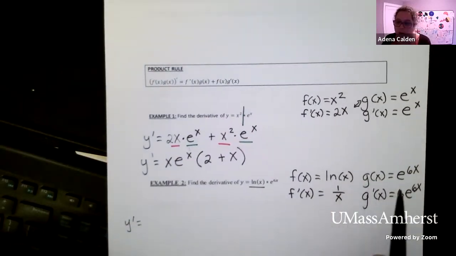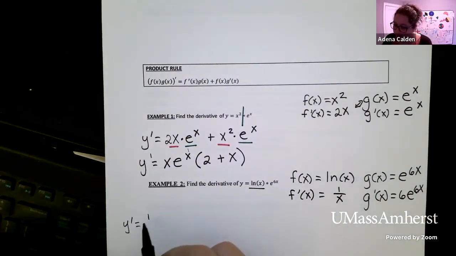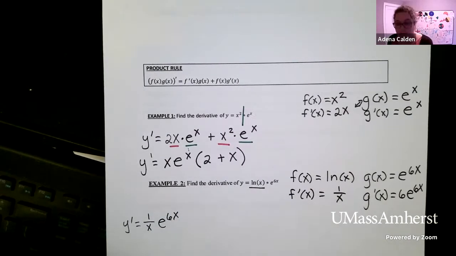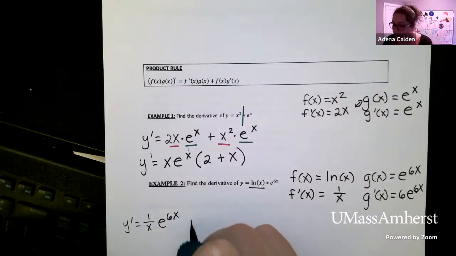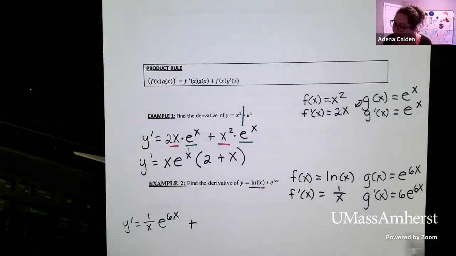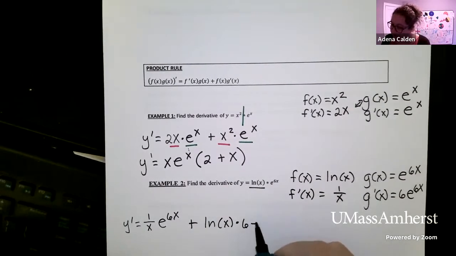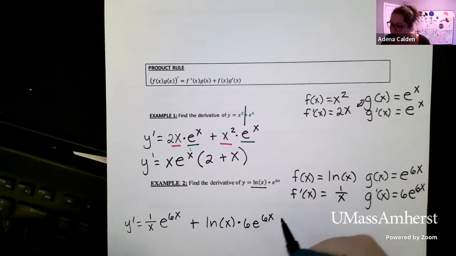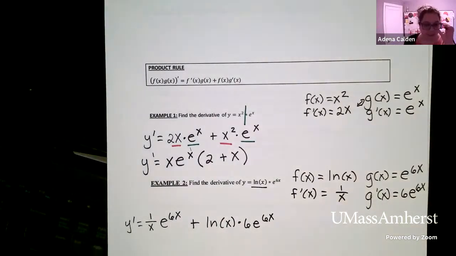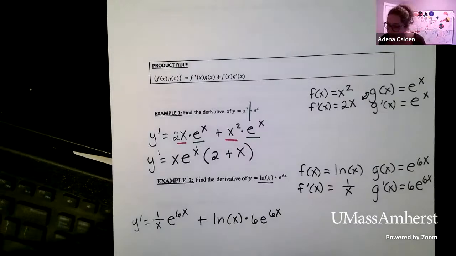So we're going to do f prime times g. So we have 1 over x times e to the 6x plus f times g prime, f times g prime. So we have the natural log of x times 6e to the 6x. There's nothing I would simplify here. There's nothing really that can be simplified.